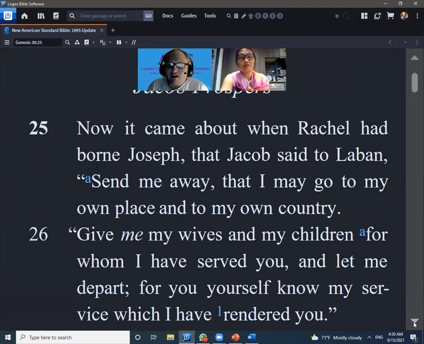So this idea that in Genesis where it says two shall leave their parents and cling to each other and become one flesh, the reality is that usually they would move next door to their parents. They didn't move far away, you know.